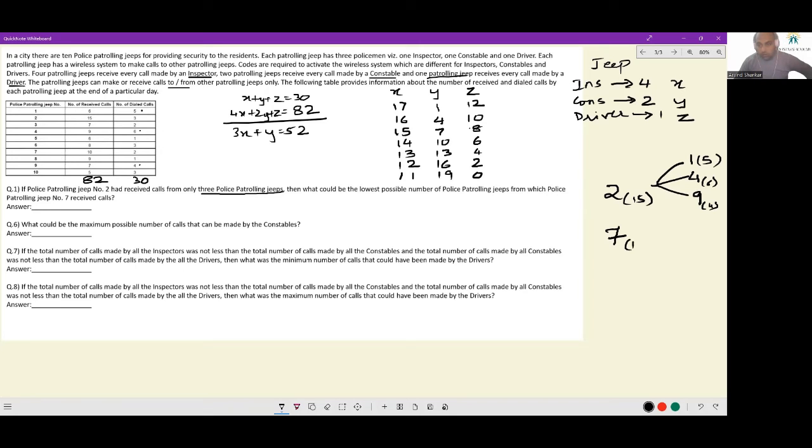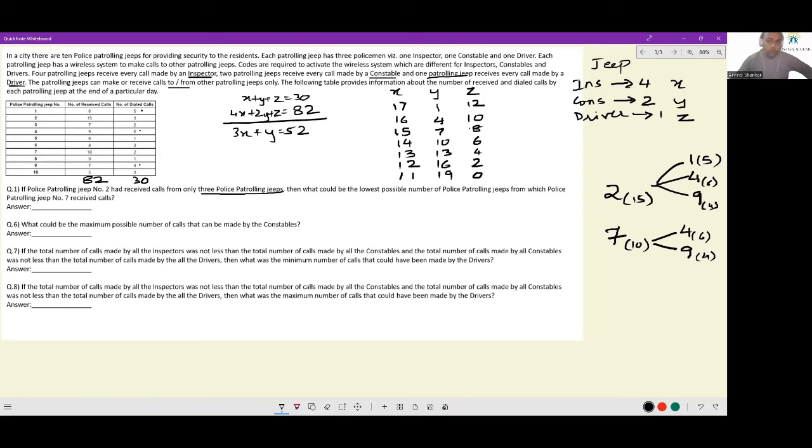Okay. Now police patrolling Jeep 7 received 10 calls. Now these 10, I want it to come from as few police patrolling jeeps as possible. The best way to accomplish that would be, let it receive calls from police Jeep 4 and police Jeep 9. 6 calls go out here, 4 calls go out here.